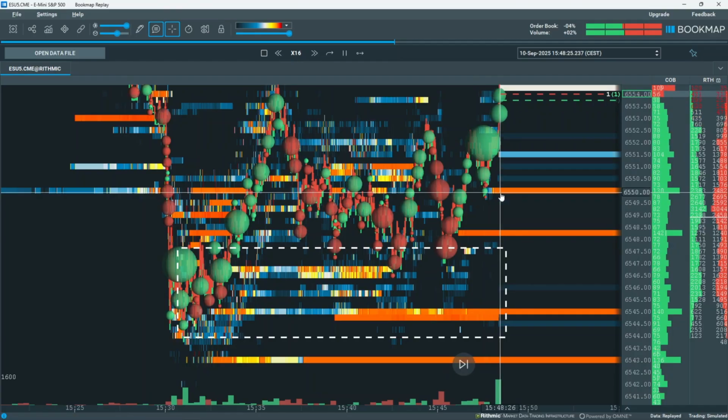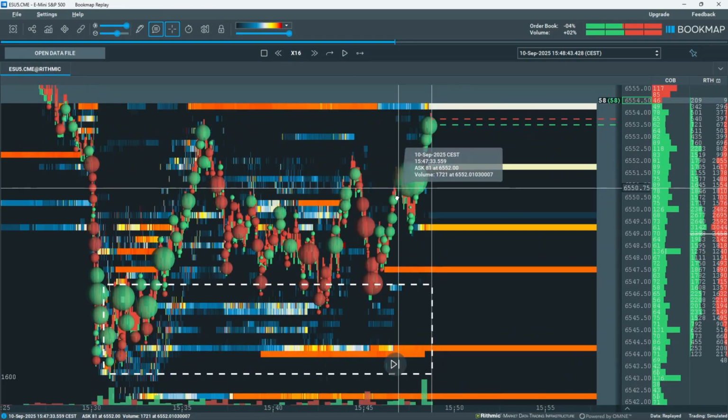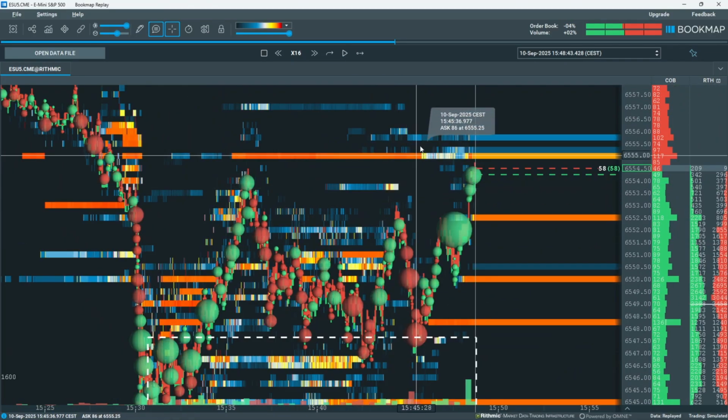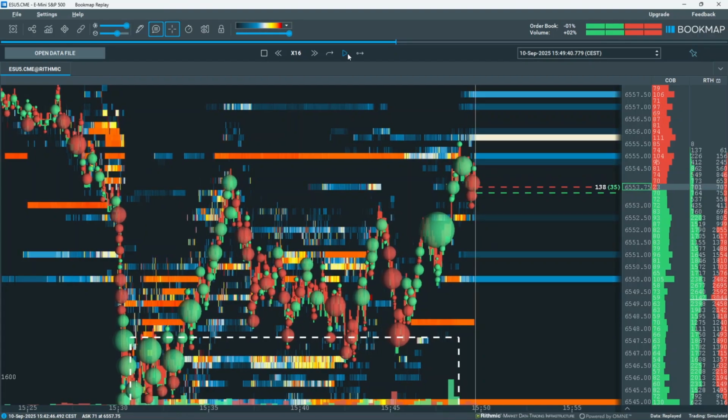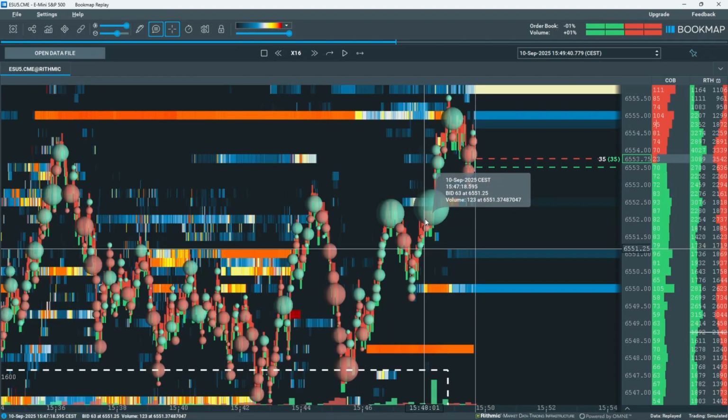Look, more bids popping up while price is going up. That's a very good sign. My target was right over here at 56s. And then it works the other way around as well. So on Bookmap you see everything, obviously, like I just explained.